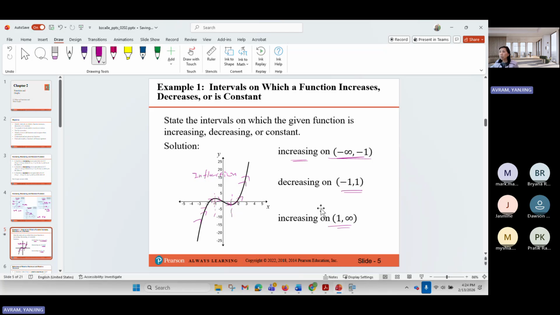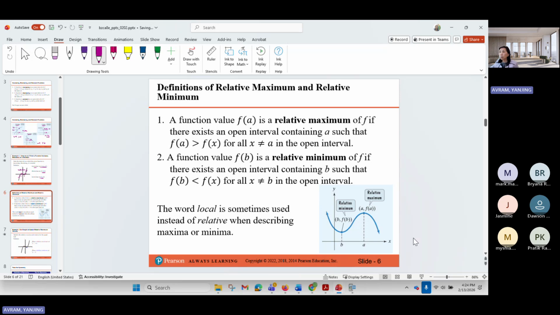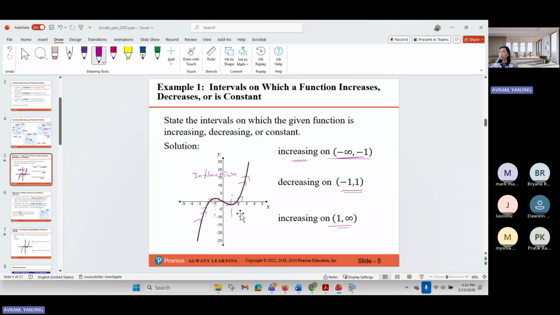One thing is you will need to read the graph, okay? And then you look at the y increase or decrease, but you have to write down the interval in x, the x interval, all right?